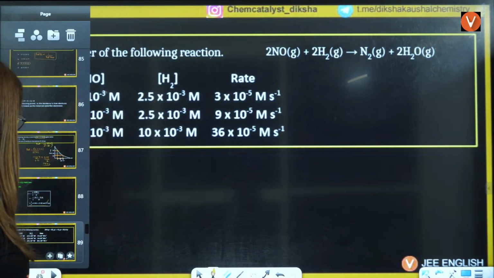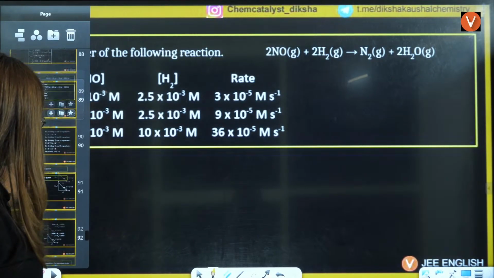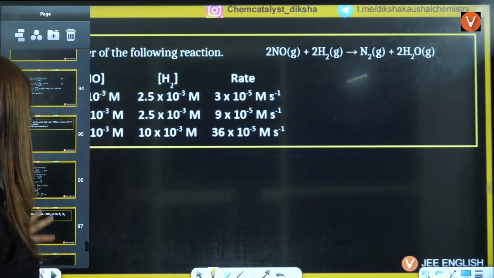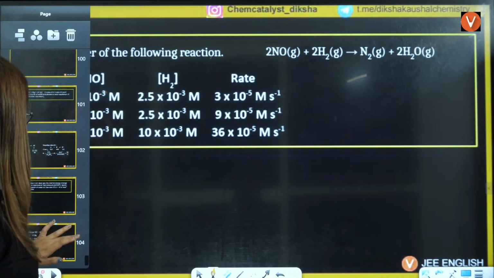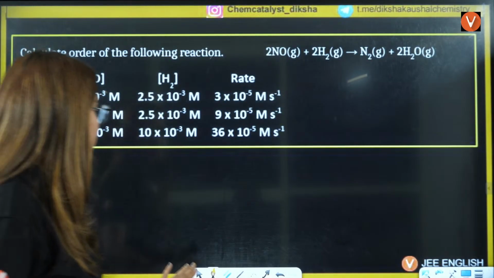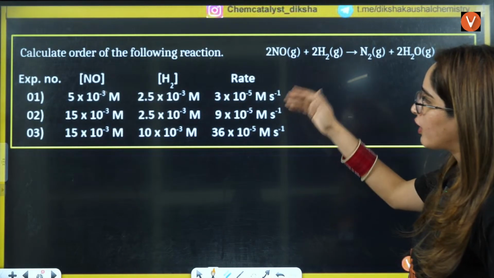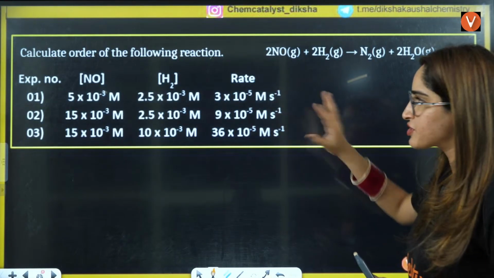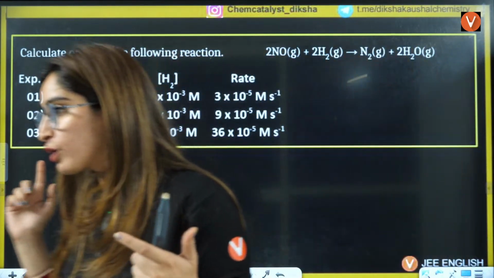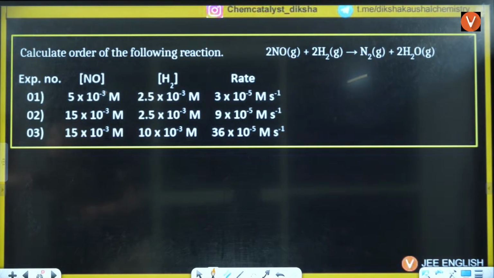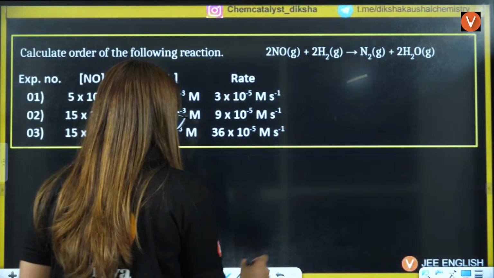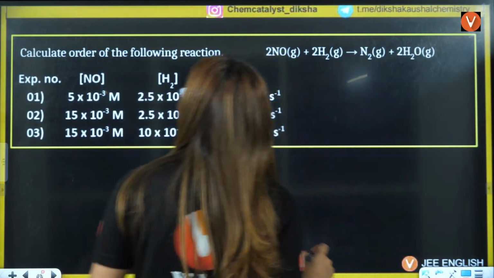Then let us see how many questions we are left with. We are still left with so many questions, so I'll just speed it up, right? So calculate the order of the following reactions. See, this question is given to you: how to calculate the order of such reactions. Okay, let us try to find this out. So the order of such reactions will be very simple.